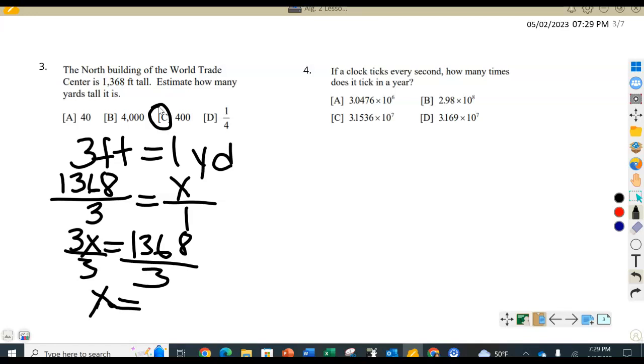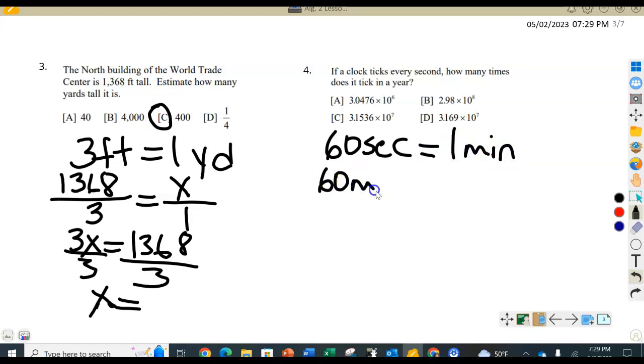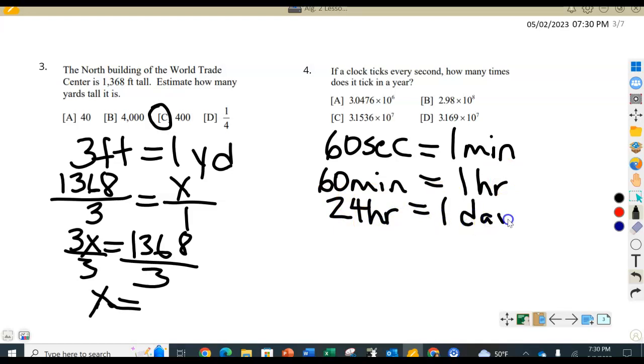Number 4, if a clock ticks every second, how many times does it tick in a year? You have to know a little bit about time. So let's write down what we know. We know that there are 60 seconds in 1 minute. We know there are 60 minutes in 1 hour. Hopefully you know there are 24 hours in 1 day. And there are 365 days in 1 year.